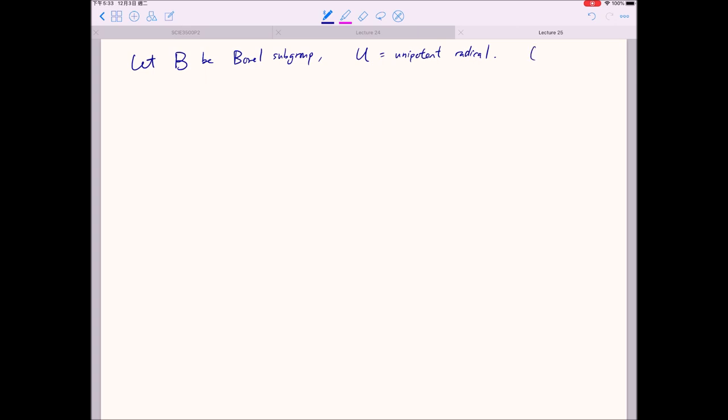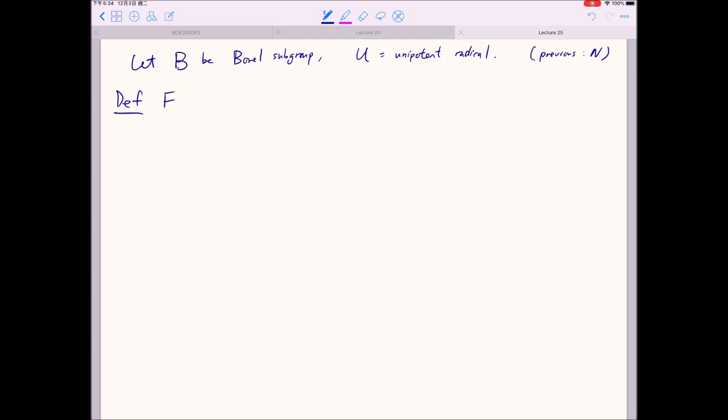In the previous lectures, I used N instead of U, but here I will follow the convention in the literature. So if G is SL_N, then you can think of B as, again, upper triangular matrices, then U will be the upper triangular matrices with 1 on the diagonal.